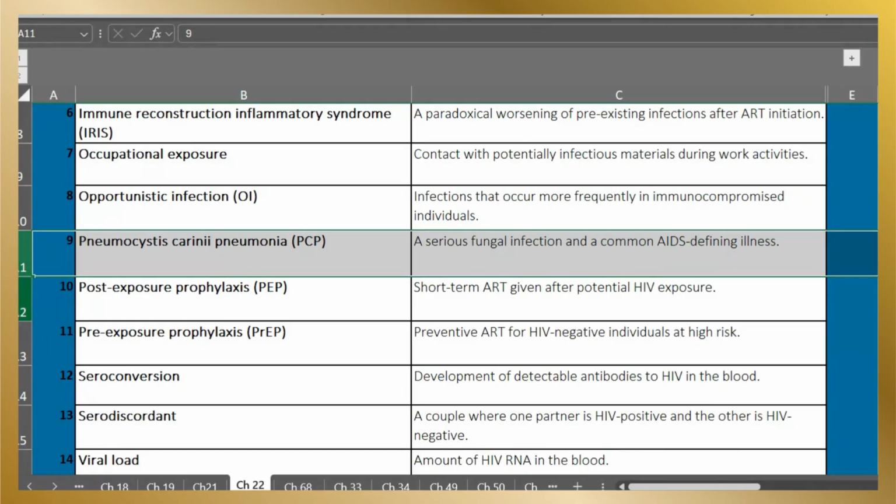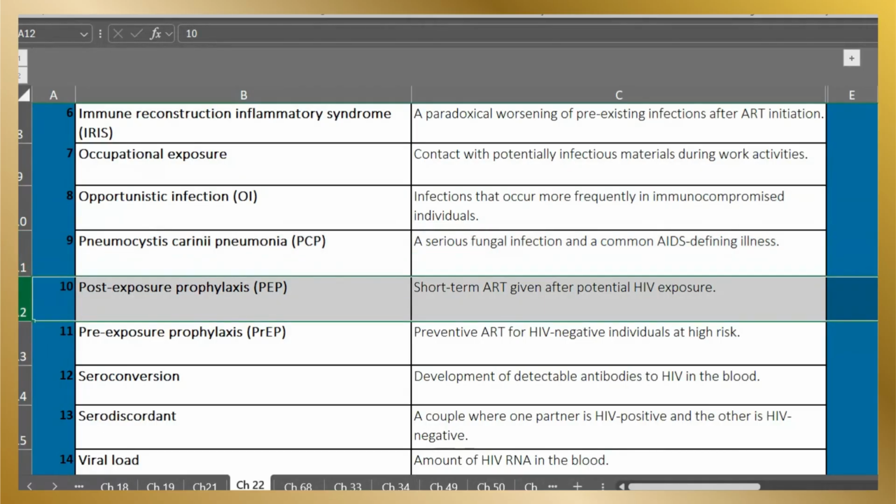Post-exposure prophylaxis, PEP, is short-term ART given after potential HIV exposure. It must be started within 72 hours of exposure and continued for 28 days. It is used for healthcare workers or sexual exposure.